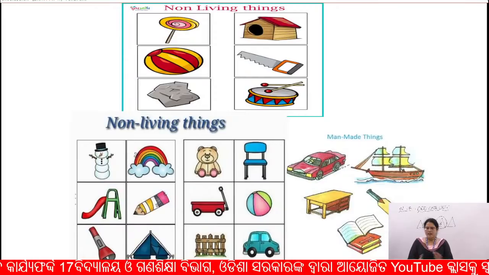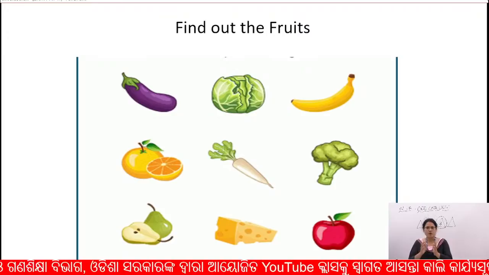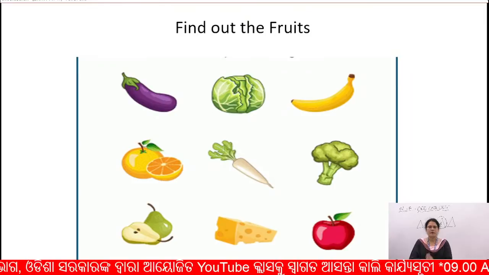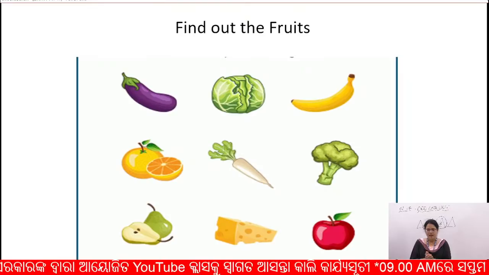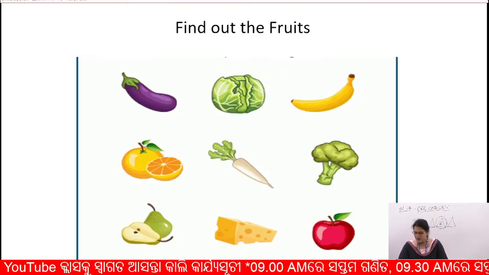Then the next one, students, find out the fruits only. I have mixed up vegetables and fruits on this screen. I want you to find out the fruits only. Can you pick out which ones are fruits? Yes, there are four fruits. What are they? Banana, orange, apple and pear. Right, students? These are the fruits only. All others are vegetables. So we have identified the fruits.